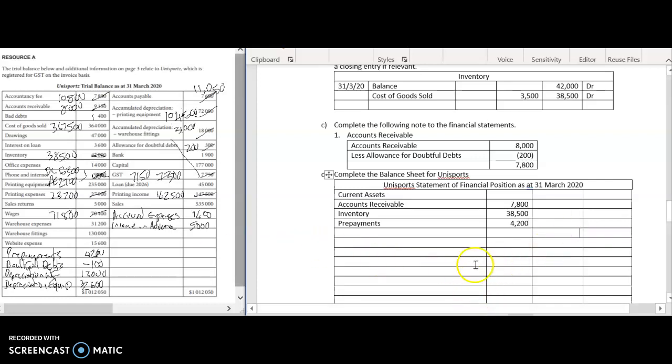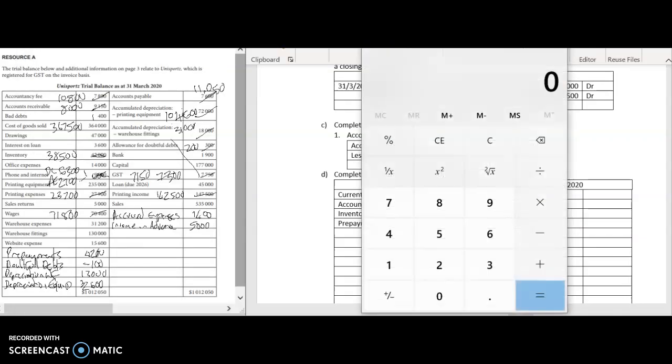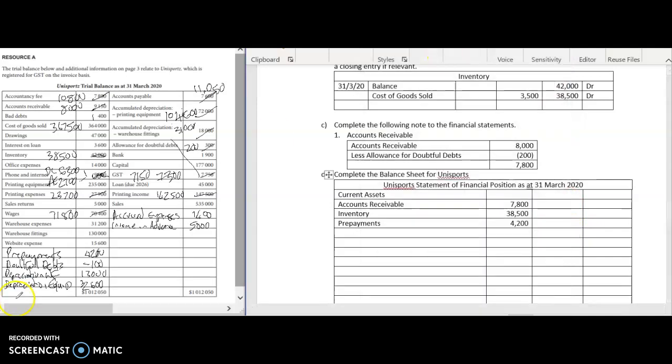Right, and then you'll just add up, we'll get our trusty calculator and just add those up. Good. After current assets, our non-current assets. And for our non-current assets, the first one we always do is property, plant and equipment.